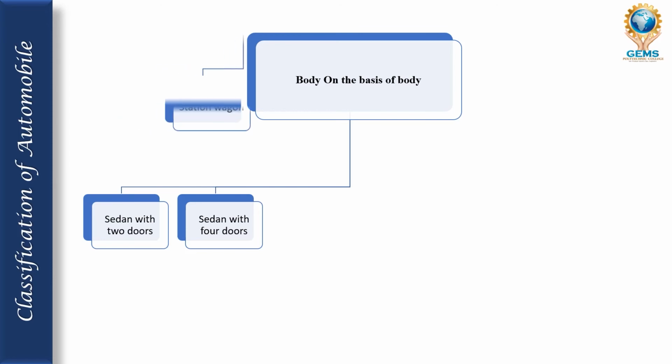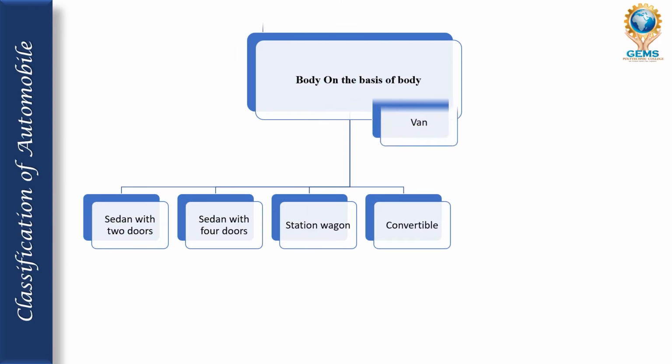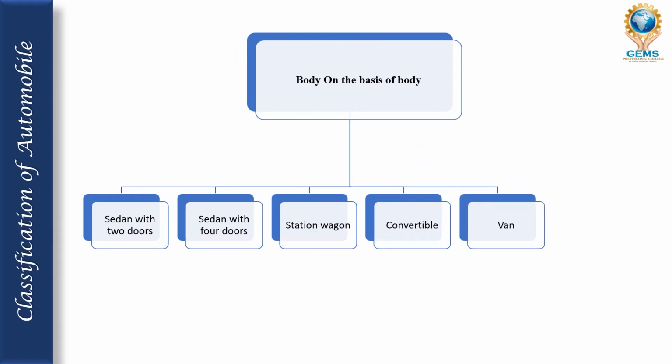The third one is station wagon. The fourth one is convertible. The fifth one is van. The sixth one is special purpose vehicle. I have shown some example pictures here so you can understand the meaning of each word and what type of vehicle is used.